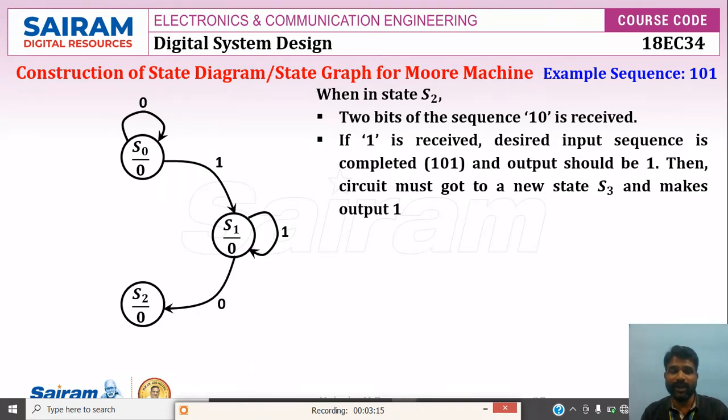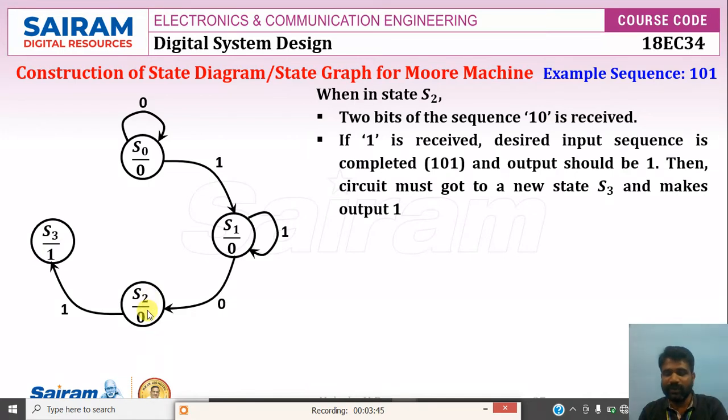In the previous Mealy model, we directed to S1, but here we should not direct it to S1, because S1 represents output 0. Now we should make the output 1. That is why it must go to a new state S3 and make output 1. See, here output 1 in S3. So if 1, it will go to S3 and make output 1. Is it clear now?